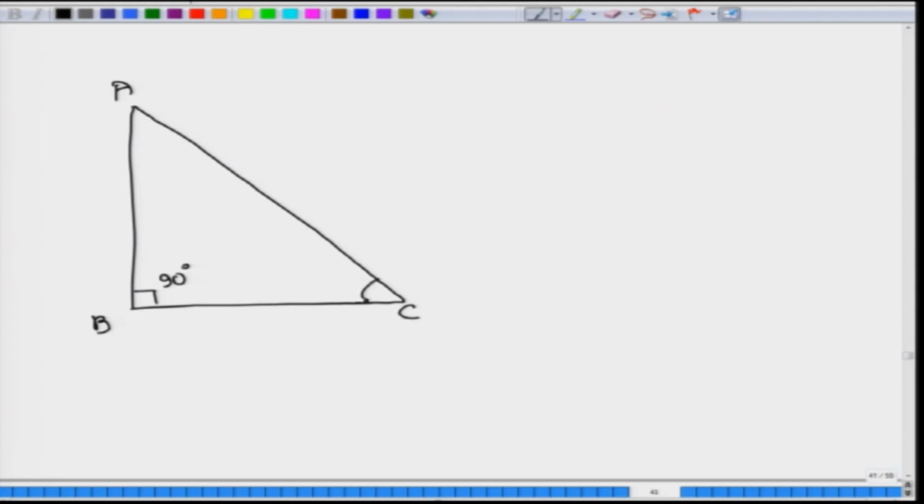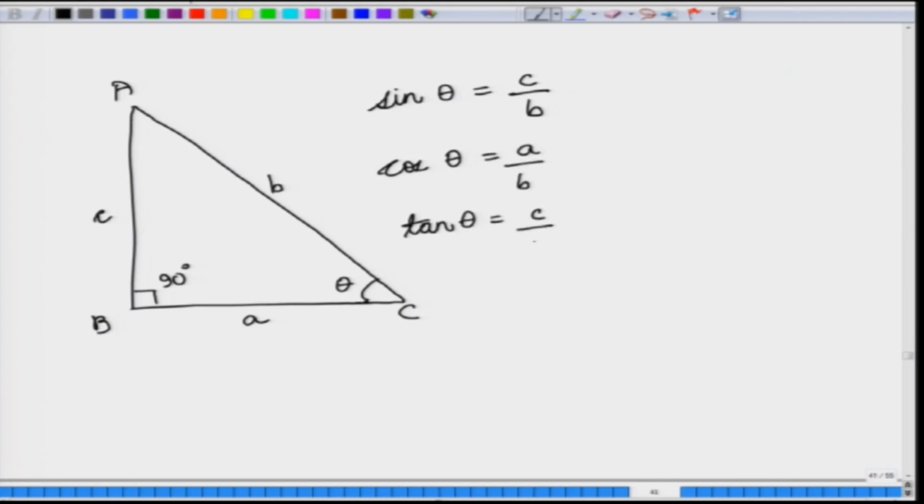If we know the value of this theta, then the corresponding sides are represented as small letter variants of the angles. So, BC can be written as small a, AC can be written as small b, and AB can be written as small c. Now, for this right angle triangle, we define sin theta is equal to c by b, cos theta is equal to a by b, and tan theta is equal to c by a.